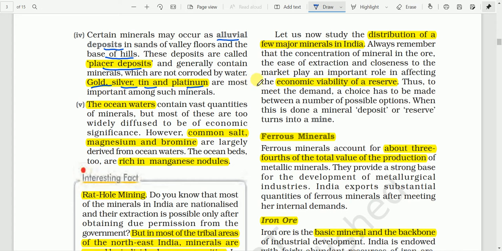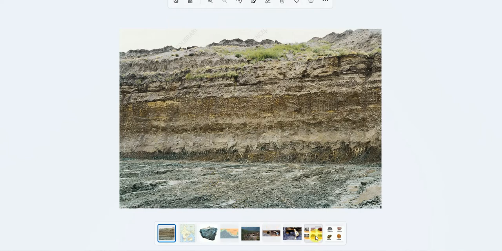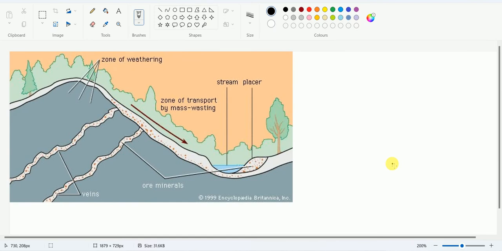So sometimes you will find minerals mixed with sand, maybe on the riverbed or at the foothill of the mountains. And those sands found at the foothills of the mountain are known as placer deposits. So here I will show you one here. See here, these are mineral bearing veins, holes. Here minerals occur.